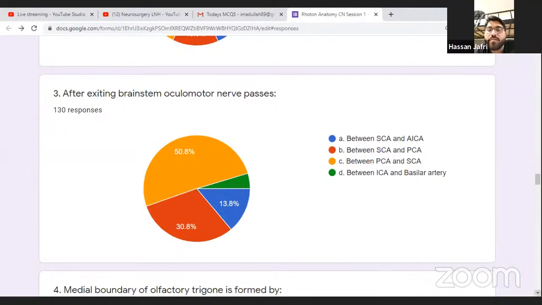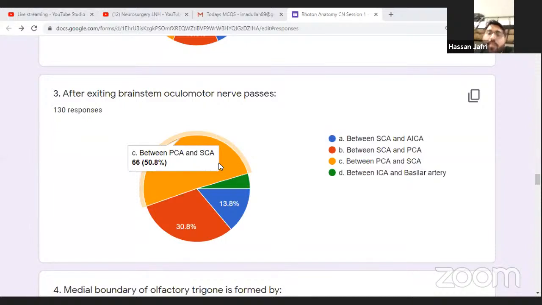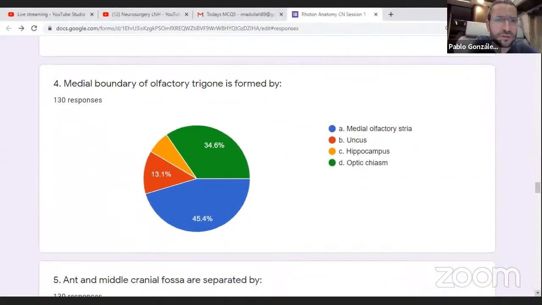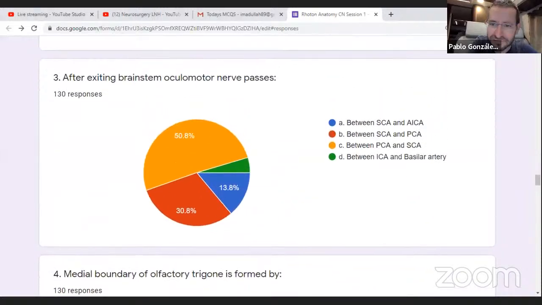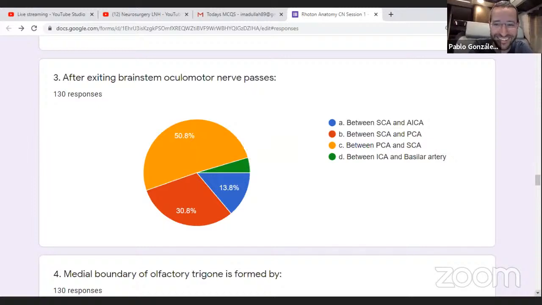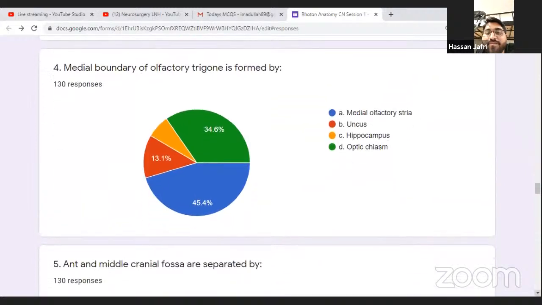After exiting the brainstem, the oculomotor nerve passes between the superior cerebellar artery and ICA, the superior cerebellar artery and PCA, the PCA and superior cerebellar artery, or the ICA and basilar artery. The correct answer is posterior cerebral artery and superior cerebellar artery. 50% got it correct. Okay, good. And B was correct also. Isn't it? Yes. Yeah. 80%. Good one.